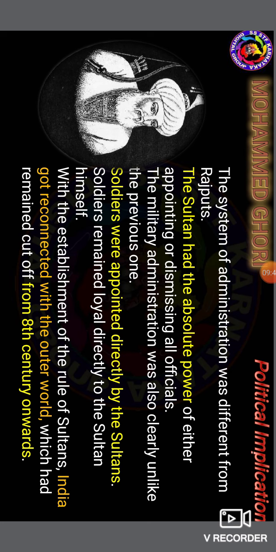The system of administration was different from that of the Rajputs. The Sultan had absolute power of appointing and dismissing all officials. The military administration was also clearly unlike the previous one. The soldiers were appointed directly by the Sultan and remained loyal directly to the Sultan himself. With the establishment of the rule of the Sultan, India got reconnected with the outer world, from which it had remained cut off from the 8th century onward. So these are the political implications of the Turks arriving and ruling those areas.